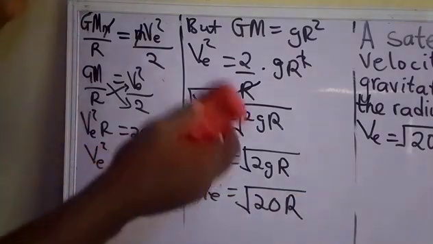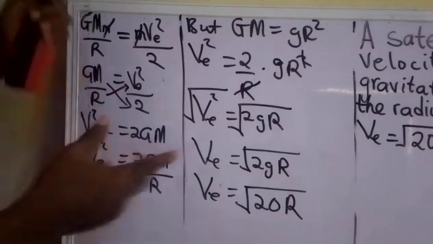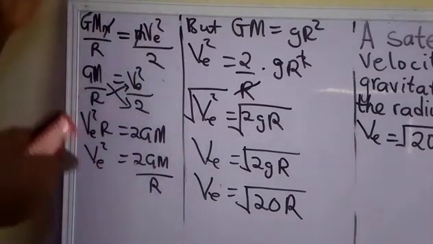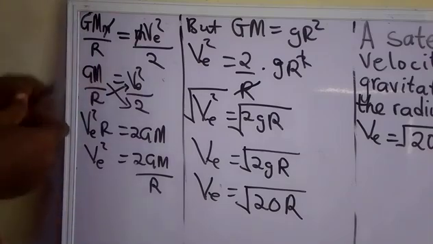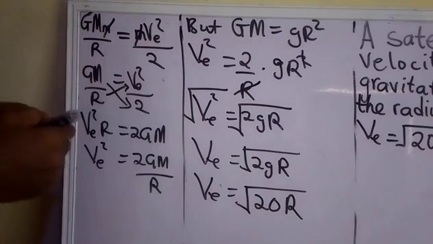So I hope this will help someone out there understand how to solve questions like this, especially escape velocity, not the same thing as the rotating velocity of the satellite.